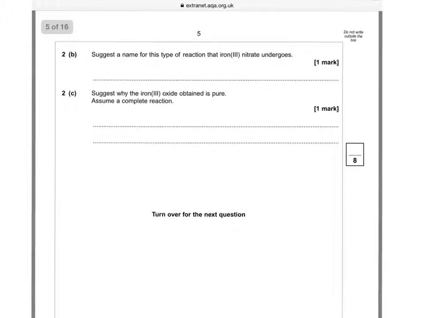Next question. Suggest a name for this type of reaction that iron 3 nitrate undergoes. If you look at the equation, you will see that they say in the question it's heated and it breaks down effectively. So what they're looking for there is decomposition, or more accurately, although you didn't have to write that, thermal decomposition. It's not combustion because it's not reacting with oxygen.